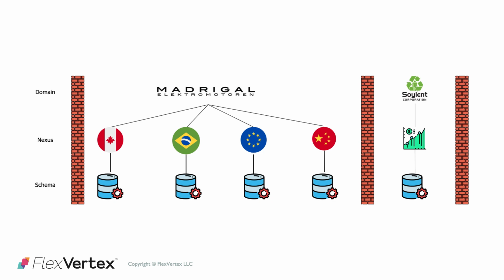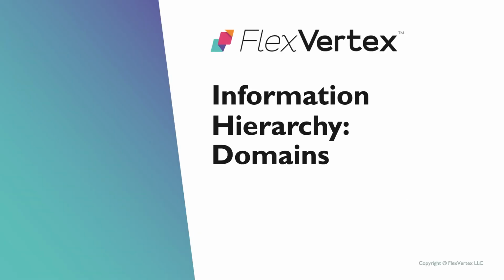For example, imagine you're designing a financial services package meant to serve different organizations. As the diagram shows, there are two customers, each with their own separate, isolated, and secure domain. What's important to note is that FlexVertex gives you, and your customers, the freedom to design your nexuses and schema as you see fit.